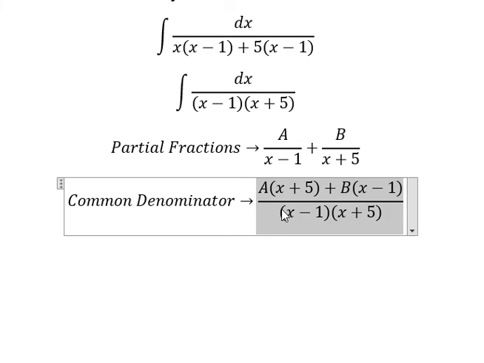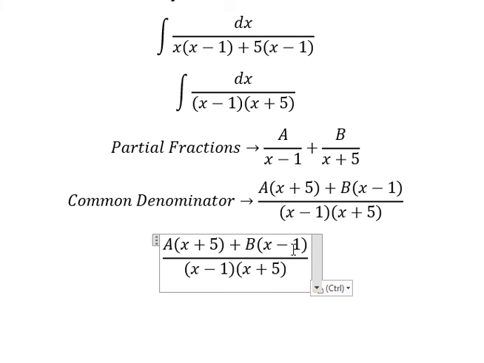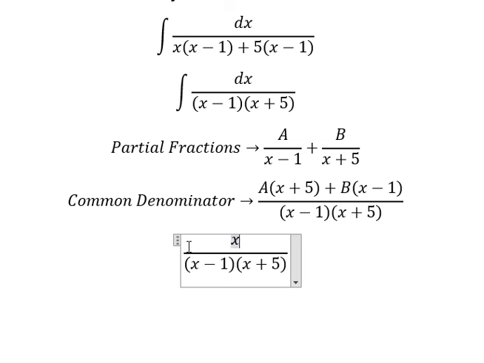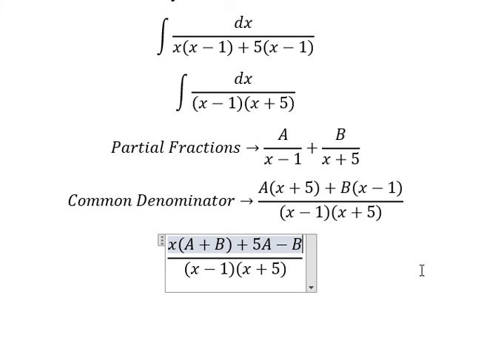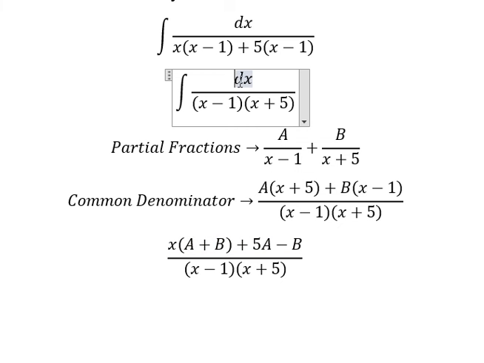Now we need to arrange based on the term of s. So we have a plus b. For the number, we have 5a minus b. Because we don't have s in here, a plus b equals 0. 5a minus b equals 1, because the coefficient of this one is 1.